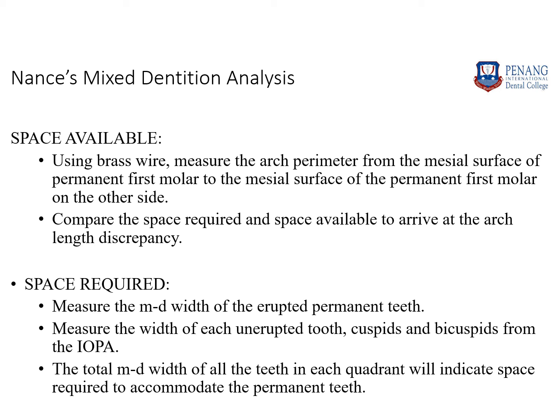So once you've done the measurement of space available, then you can do the amount of space required, which is by measuring the mesiodistal width of the erupted permanent teeth and you can also measure the width of each unerupted tooth, cuspids and bicuspids from an IOPA. The total mesiodistal width of all the teeth in each quadrant will indicate space required to accommodate the permanent teeth. So basically, how much space is required minus how much space is available will give you the discrepancy.